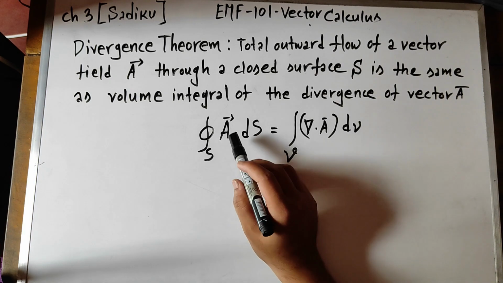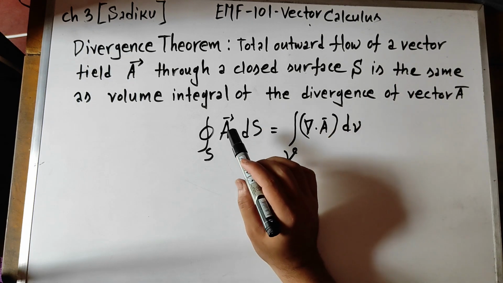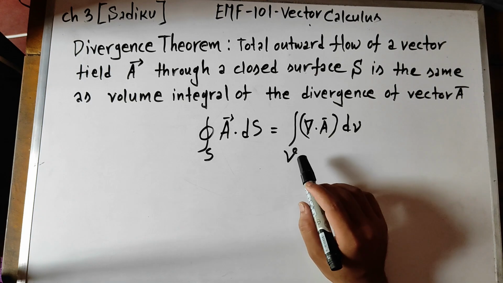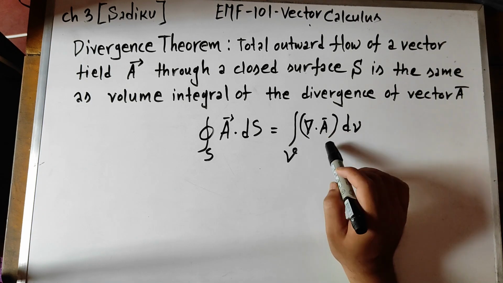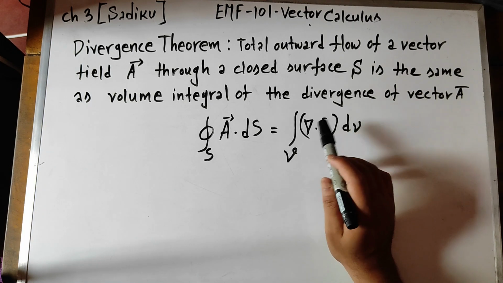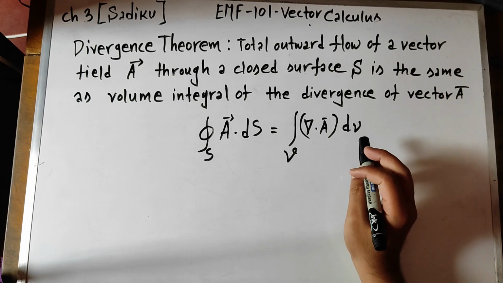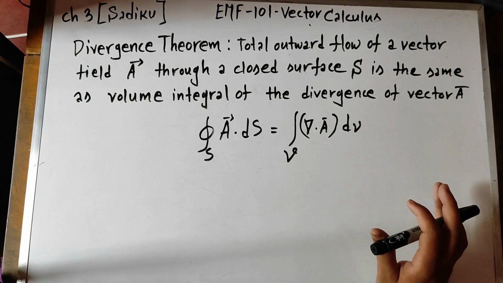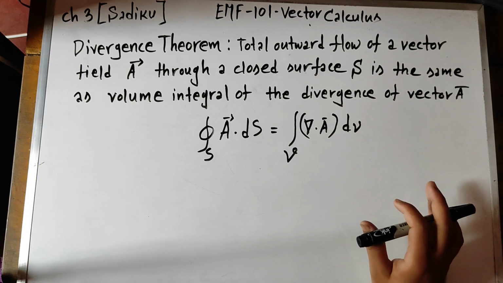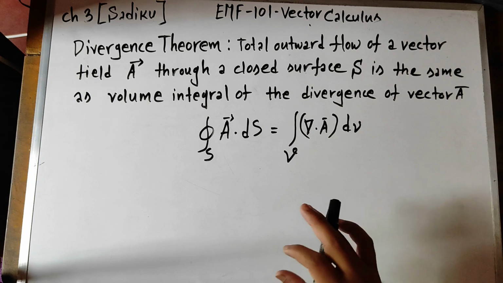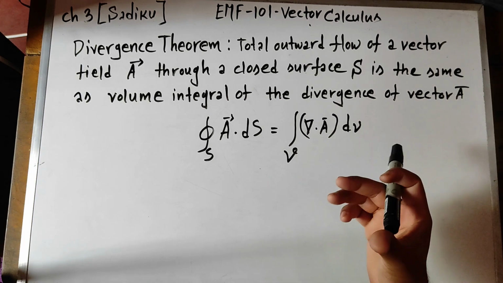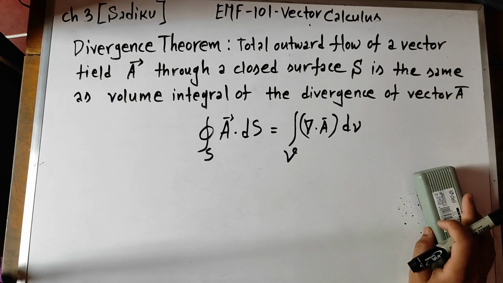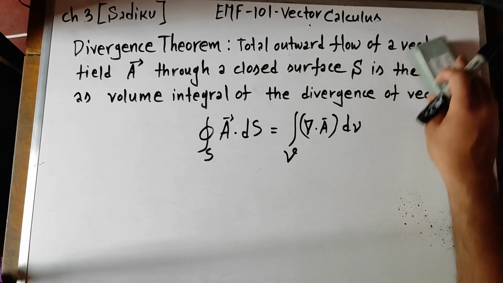So in summary, the outward flux of a vector field can be expressed by the volume integral of the divergence of that vector field. So now let's get to the practice problem and solve it, and it will be easier to understand the divergence theorem in action by solving problems. Let's get to the problem solving part.